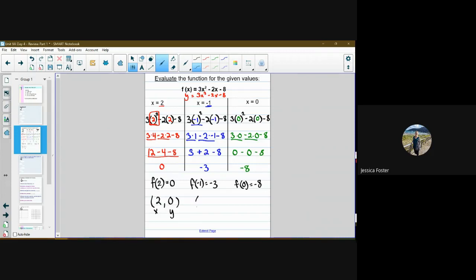When I put in -1, I got out -3. When I put in 0, I got out -8. We're not going to do that right now, but if I wanted to graph this original function, then I know the points (2, 0), (-1, -3), and (0, -8) would all be a part of that parabola.